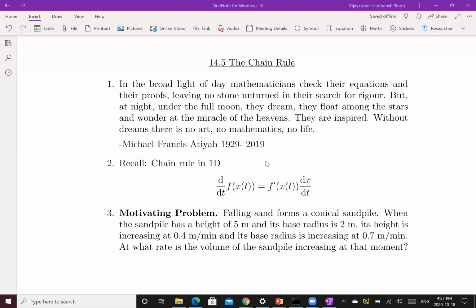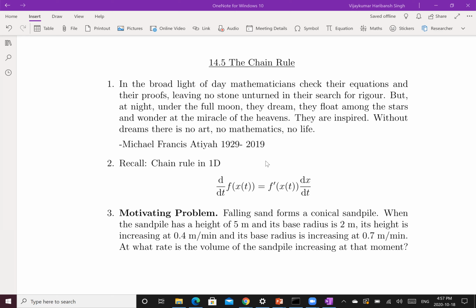So I'll start with this quote by Michael Atiyah. Atiyah was a famous algebraic geometer. He's a mathematician, and he was a Fields medalist as well. In the broad light of day, mathematicians check the equations and their proofs, leaving no stone unturned in their search for the rigor. But at the night, under the full moon, they dream, they float among the stars and wonder at the miracles of heaven. They are inspired. Without dream, there's no art, no mathematics, no life. Okay, very powerful quote.